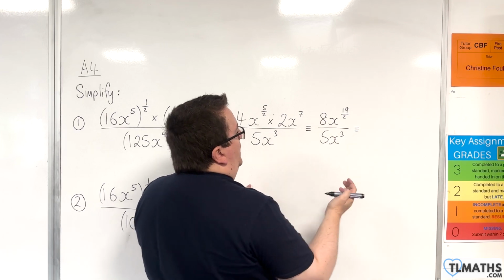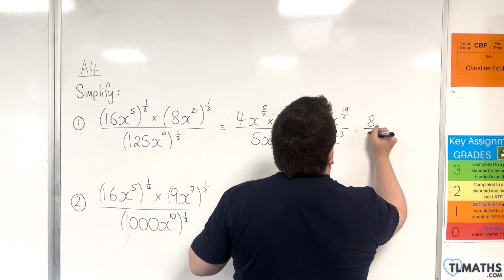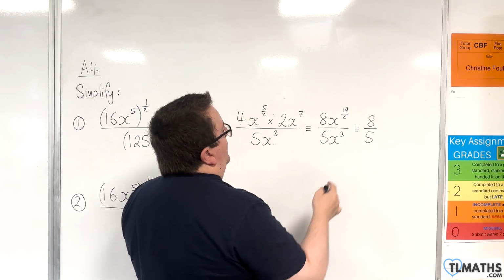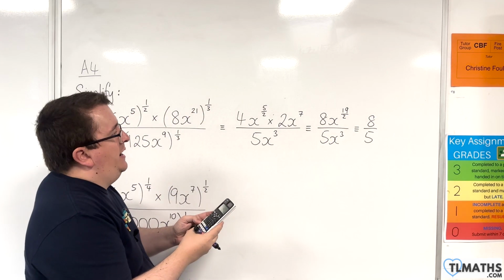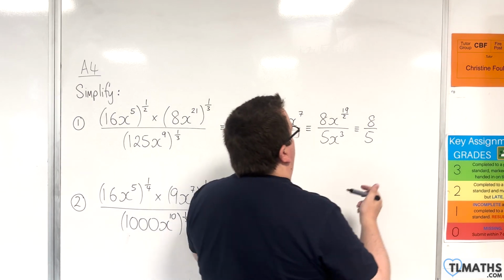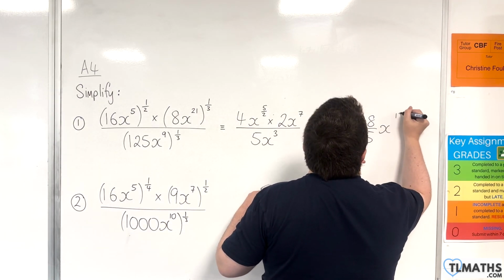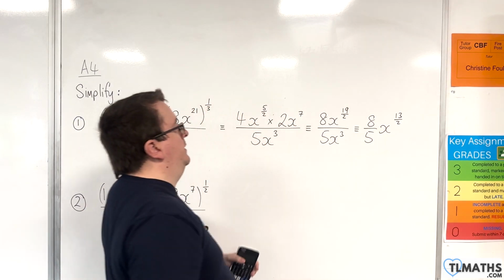Now the 8/5 we can't simplify, so just leave that alone. Then x to the 19 halves divided by x cubed. So 19 halves take away 3 is 13 halves. So x to the 13 halves. And that's my answer.